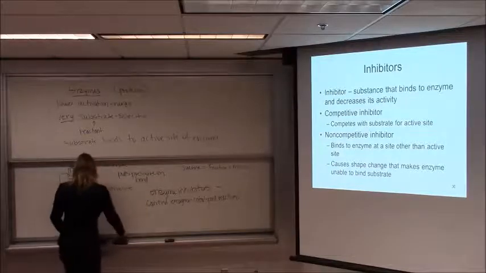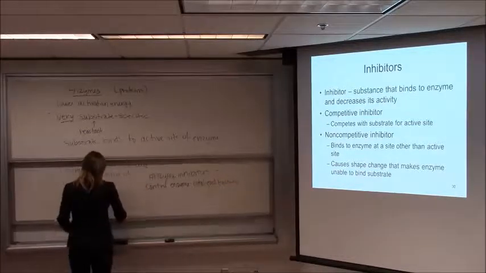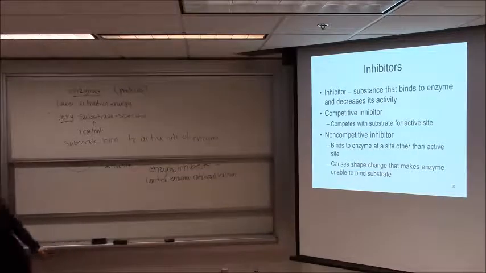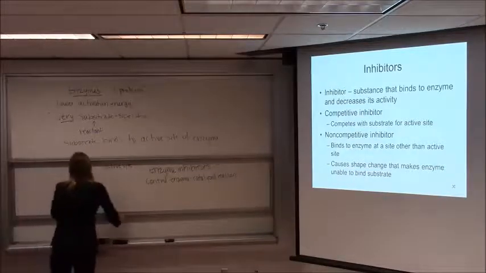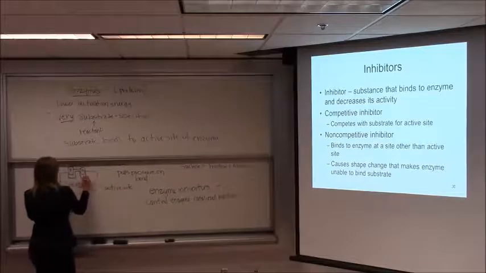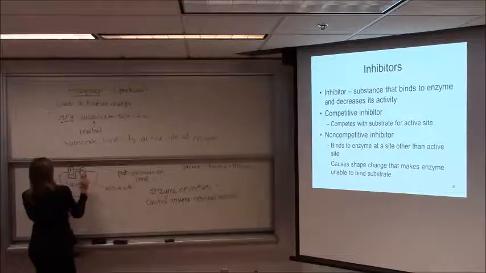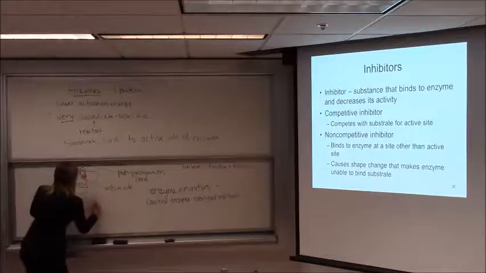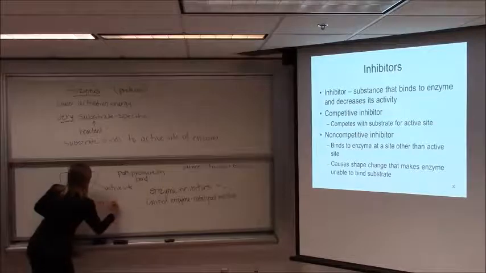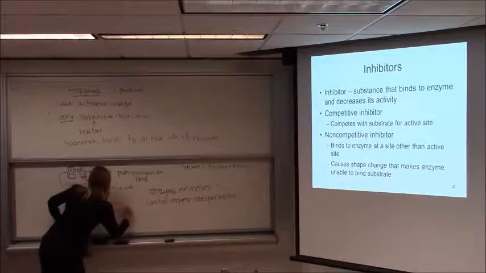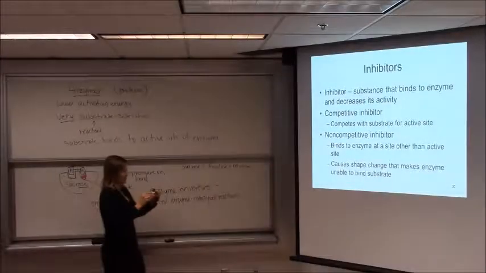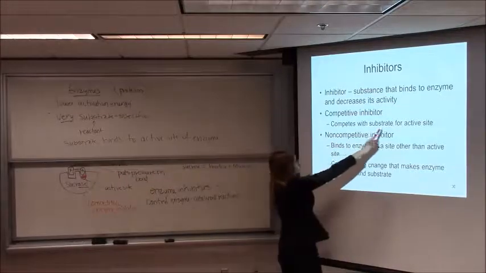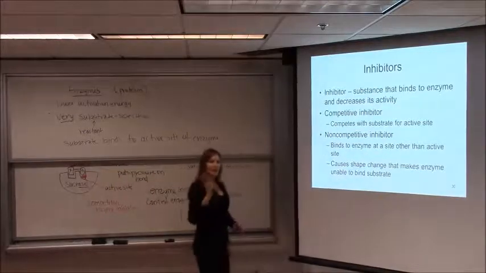Two ways you can do this. You can either use an inhibitor that directly blocks the active site. So if I had an inhibitor in here that directly blocks this active site and keeps sucrose from binding to the sucrase enzyme, this would be called a competitive enzyme inhibitor. It directly blocks the active site. So you can see that here. Competitive inhibitor competes with the substrate for the active site. It actively blocks the active site.